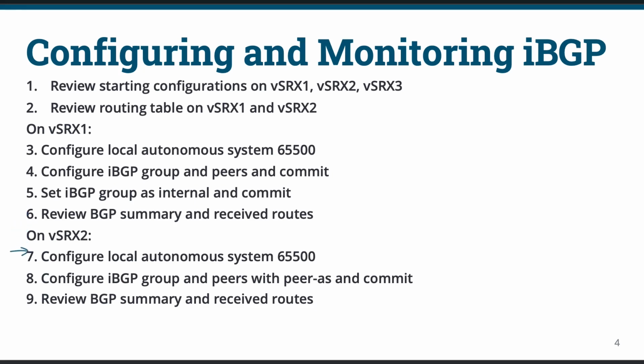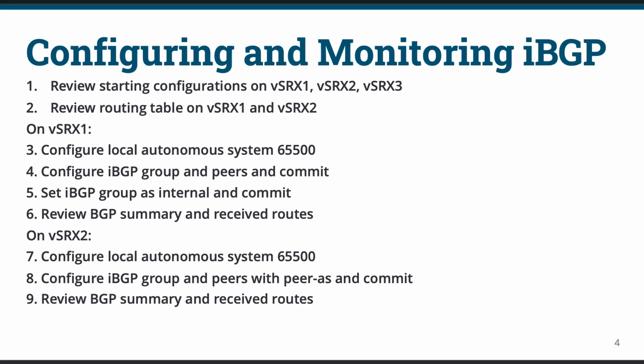Next, we'll move on to VSRX2 and proceed in the same manner. We'll set the autonomous system number to our enterprise's AS and configure our BGP peering sessions with VSRX1 and both instances on VSRX3. On VSRX2, however, we'll use the peer-as commands to define these as iBGP neighbors. Once committed, we'll review the neighbor summary and routes received on VSRX2, since we now have a full mesh of iBGP peering sessions established. That'll conclude the iBGP configuration and monitoring section.